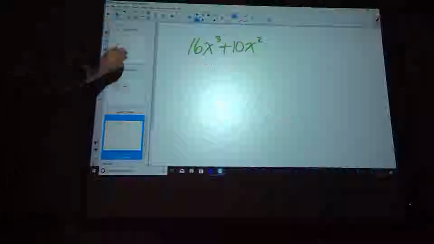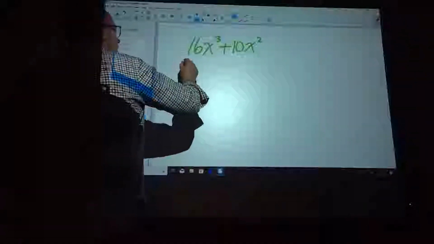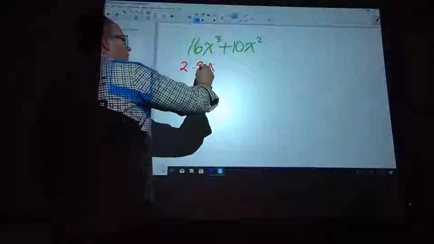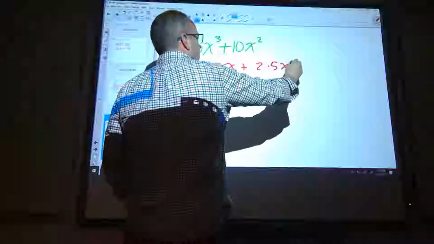And the last one. Do both terms have a letter in common? Yes. Do both terms have a number in common? Yes. What number goes into both 16 and 10? 2. That's 2 times 8, and then x, right? And that's 2 times 5, x.